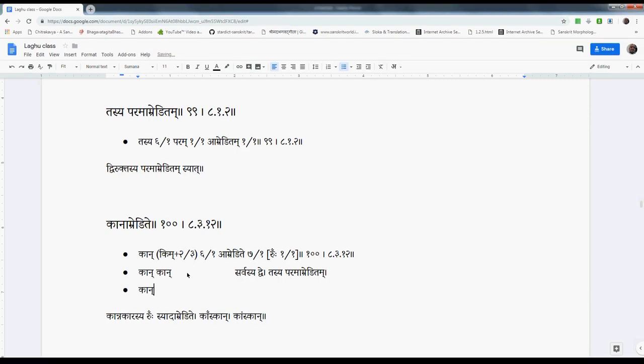Now what do you do with this kan? When the second kan follows, when amredita follows, then this first kan, tasya ru adesha bhavati. And what will take ru adesha? The final. So you will get karu. Karu kan is actually kar kan. Repha is the content. What is this by? This is by our current sutra, kanamredite. This sutra is applied now. Kanamredite ru bhavati.